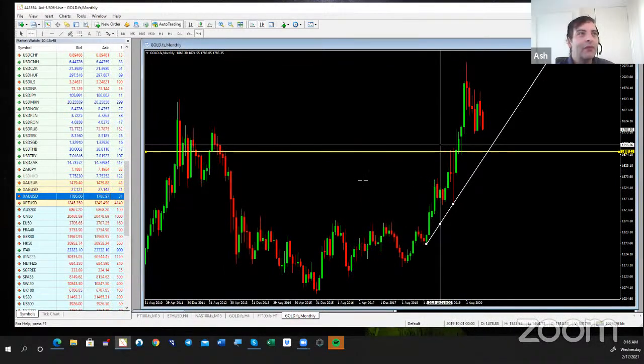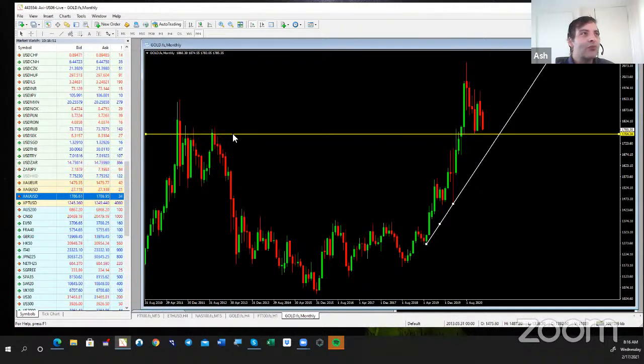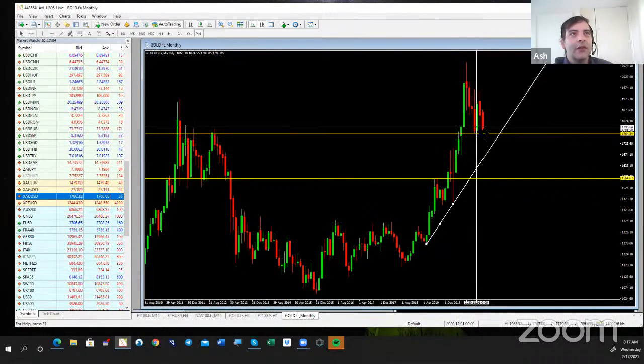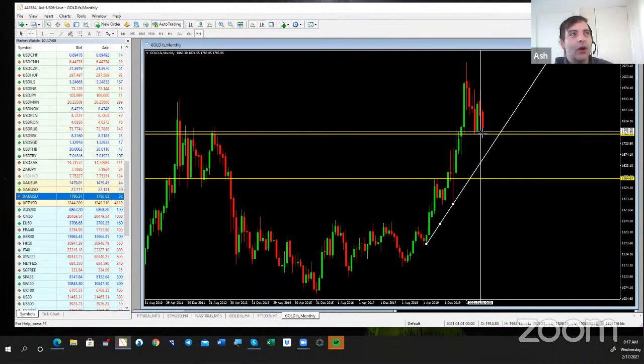On the monthly, the two levels on the monthly look like they are here, probably here and here. And this one's at 1550, 1565 actually. So buying at 1765 all the way down to 1565 would be my strategy. I'll be quite happy to do that.